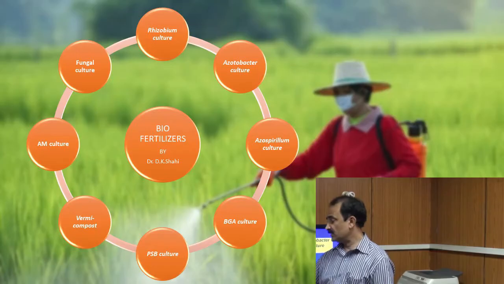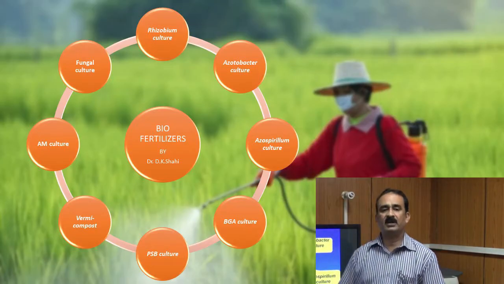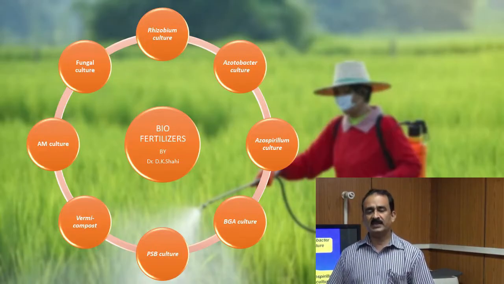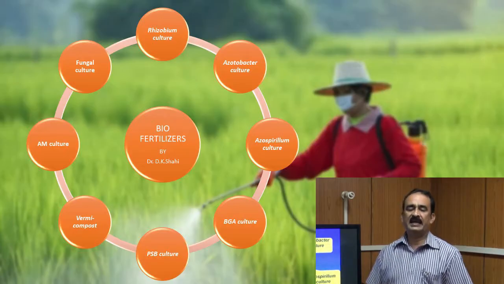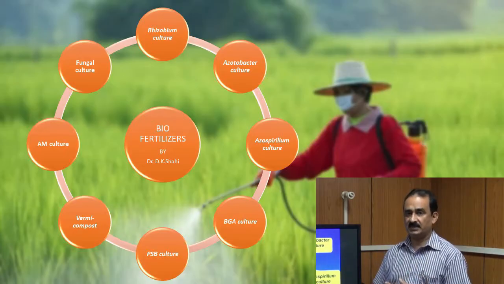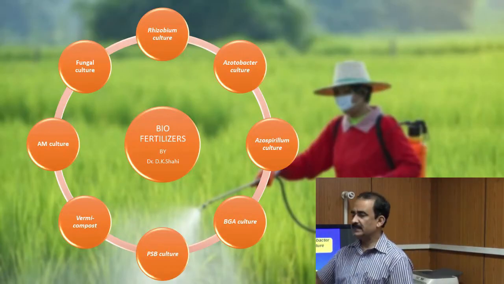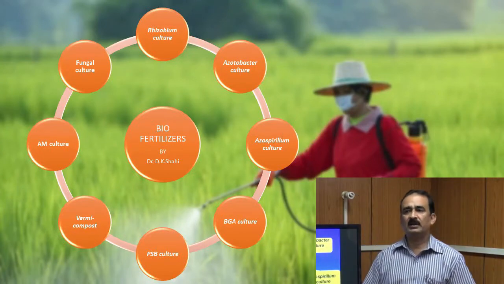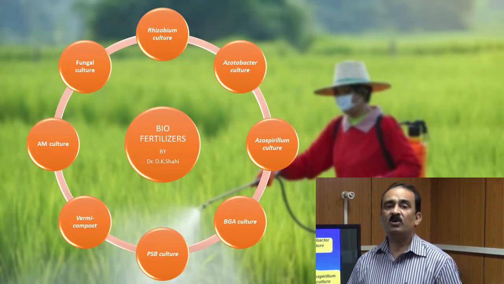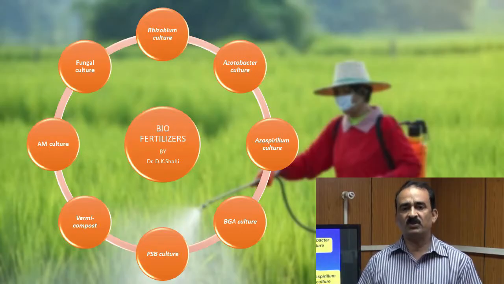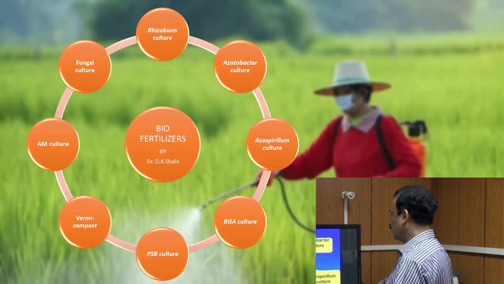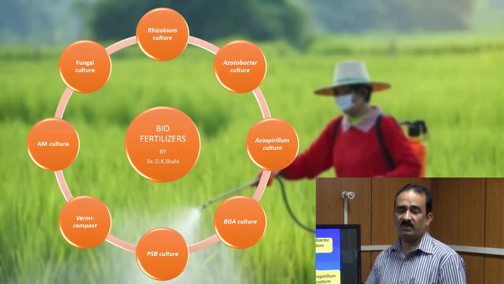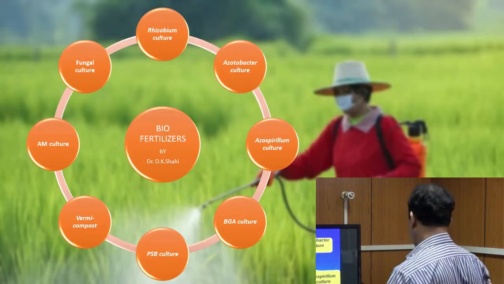Then vermicompost, it is a type of organic manure. Then AM culture, that stands for arbuscular mycorrhiza. It is suitable for phosphate solubilization as well as a micronutrient mobilizer. Then fungal culture, this culture is very suitable as a lignin decomposer or cellulose decomposer for rapid decomposition. So these are the biofertilizers we are producing in our department for the farmers' use.